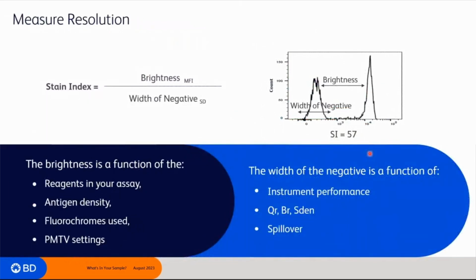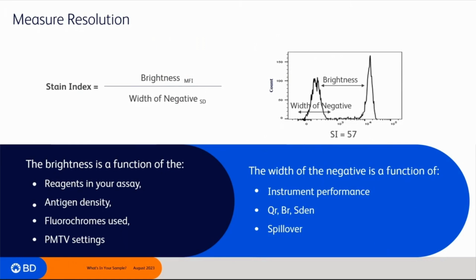So there is a metric for this. You may have heard of the term stain index. It's the ratio between the brightness and the width of the negative. As you can see, these 2 components impact the stain index and/or fluorochrome resolution.